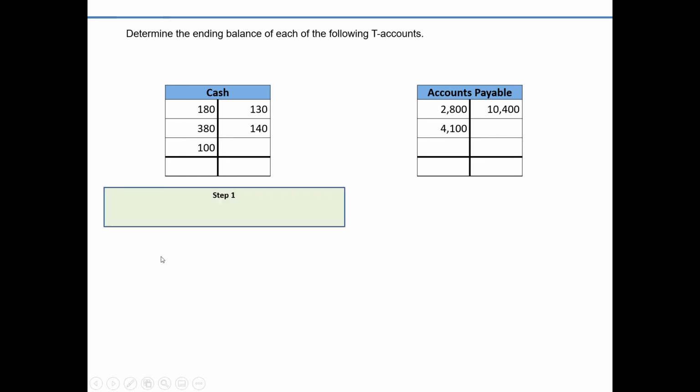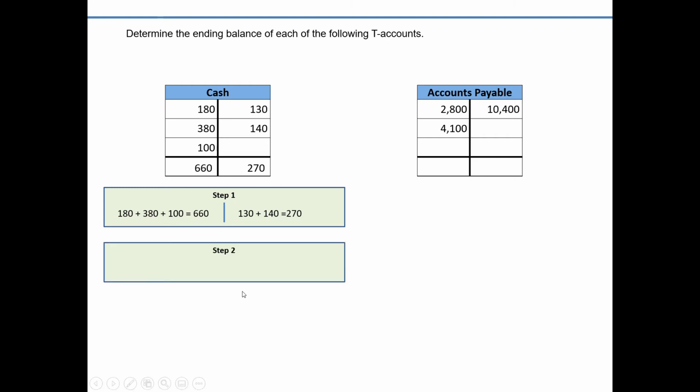I'm going to do this in two steps. First step, I'm simply going to add up my left-hand side, my debit side. 180 plus 380 plus 100 is a 660 debit balance. Then I'm going to add up my right-hand side. 130 credit plus 140 credit is 270. Now your temptation might be to say, okay, I've got a $660 debit balance and a $270 credit balance. You're getting closer. We need to net those against each other to get the ending balance.